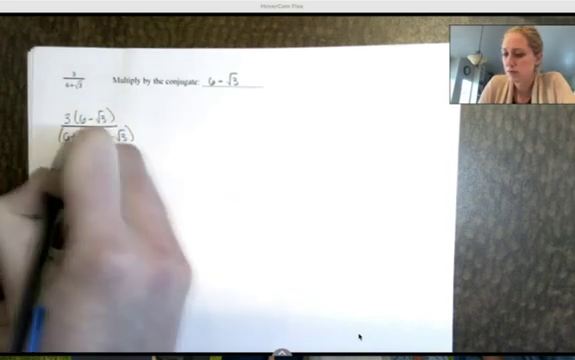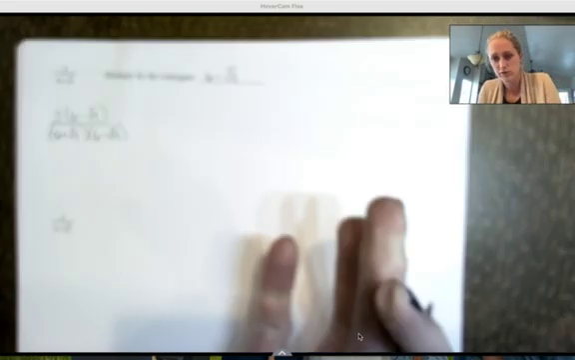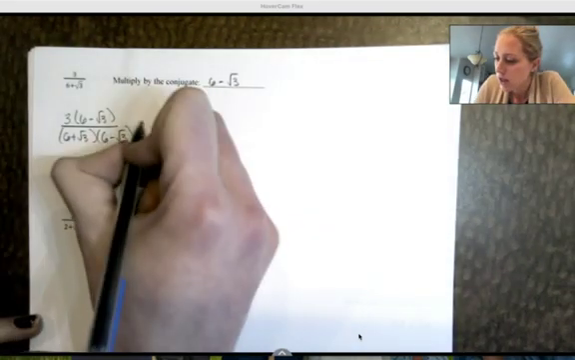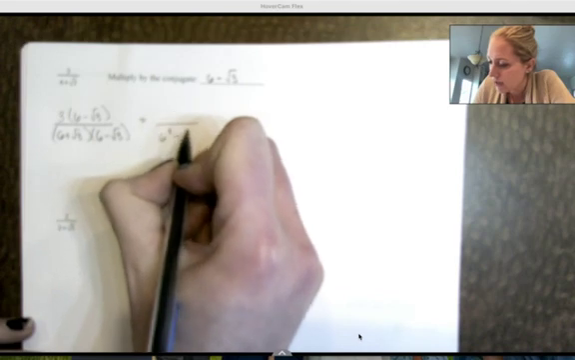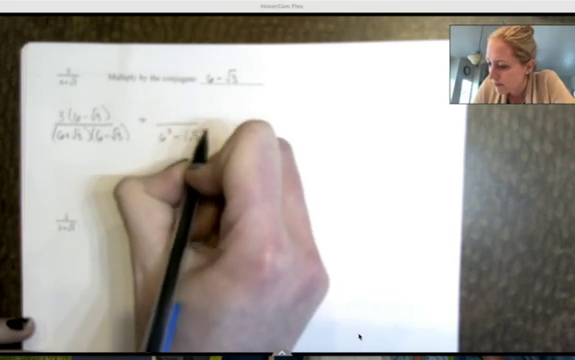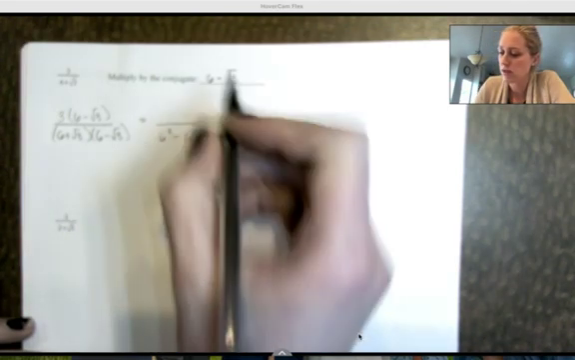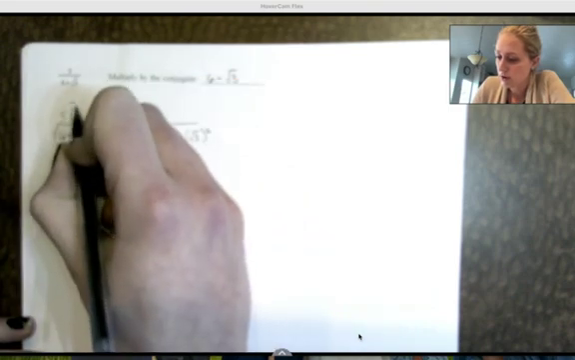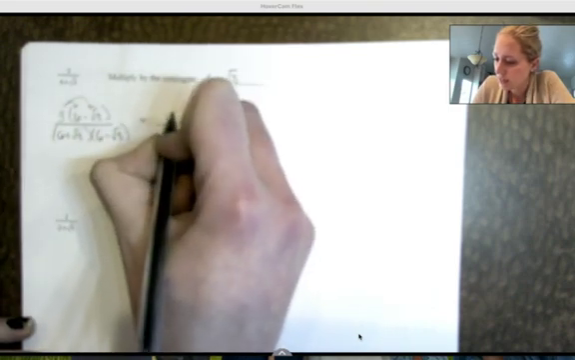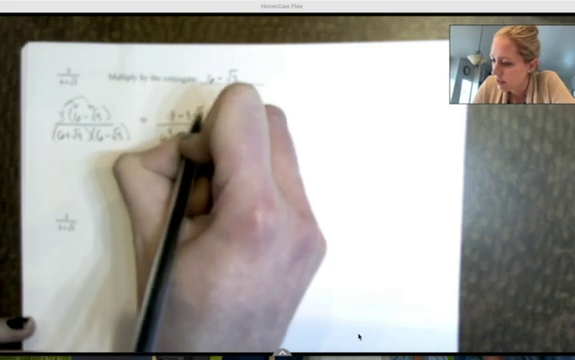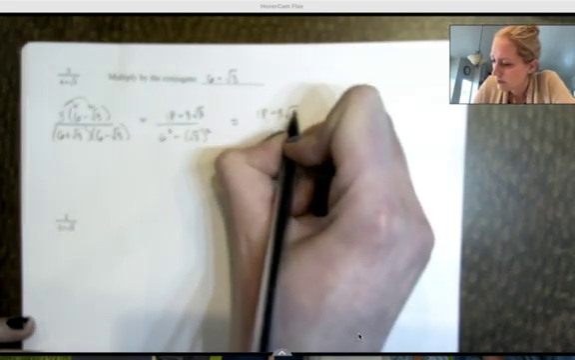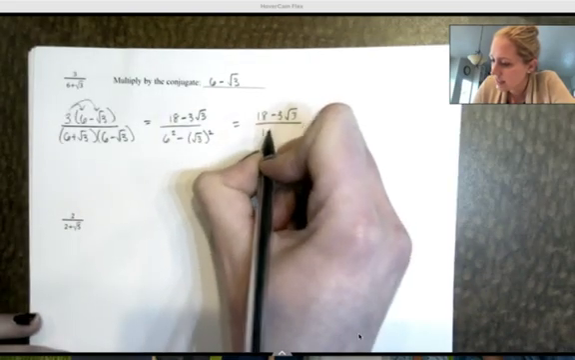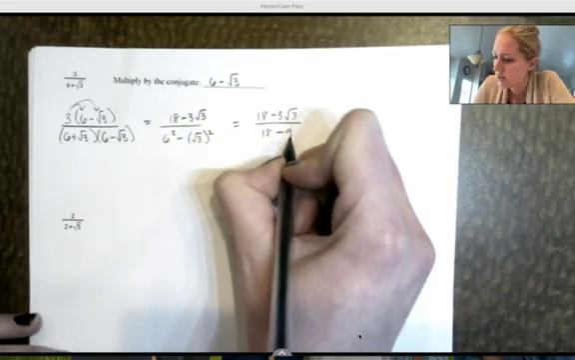So again, on the bottom, conjugates are difference of squares in factored form. If we put them back together, we are going to get 6 squared minus square root of 3 squared. And again, that squared is just going to be 3. We can distribute on the top. So I'm going to get 18 minus 3 root 3. So on the bottom, if I simplify, I'm going to get 18 minus 9, which is 9.